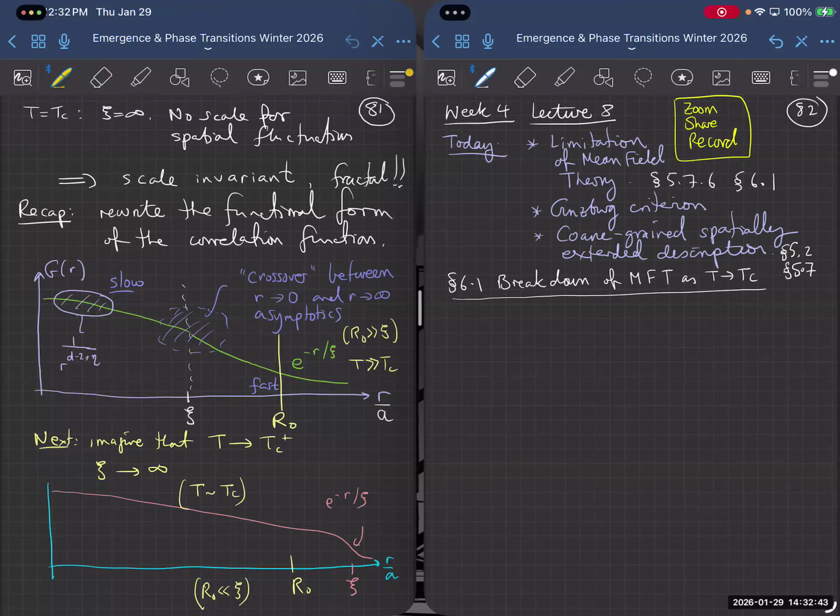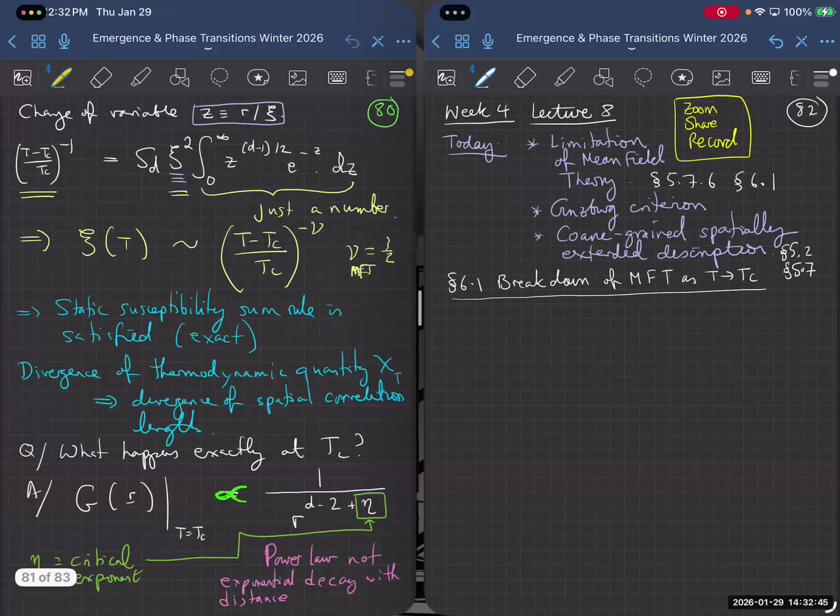All right, last time. What did we do last time? We looked at the relationship between thermodynamics and statistical mechanics. In particular, we looked at how you can relate thermodynamic functions, such as the isothermal susceptibility, to things that you can compute only in statistical mechanics, such as spatial correlations. And I derived for you the static susceptibility sum rule, an exact relationship between the susceptibility and the correlation function.